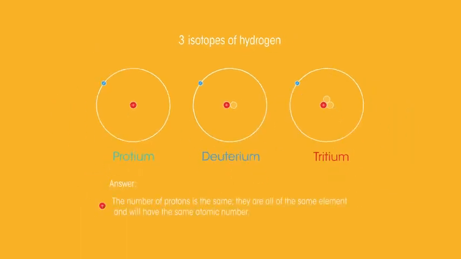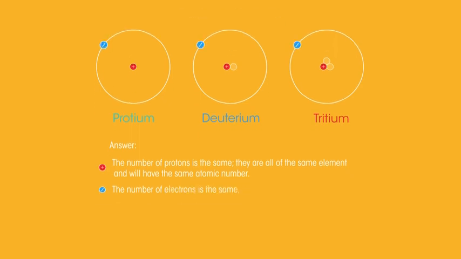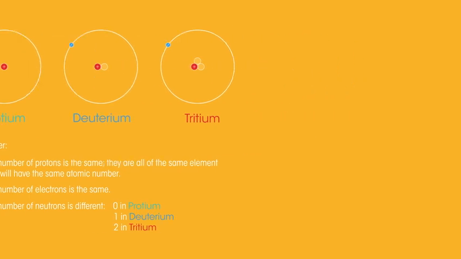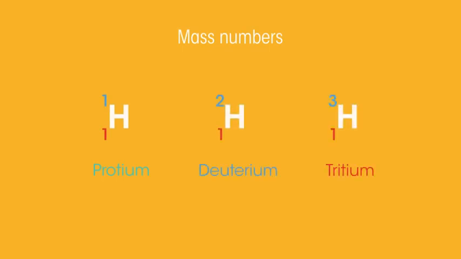The number of protons is the same, which makes sense because they are all of the same element and will have the same atomic number. The number of electrons is the same. The number of neutrons is different. 0 in protium, 1 in deuterium, and 2 in tritium. Consequently, the mass numbers are different.